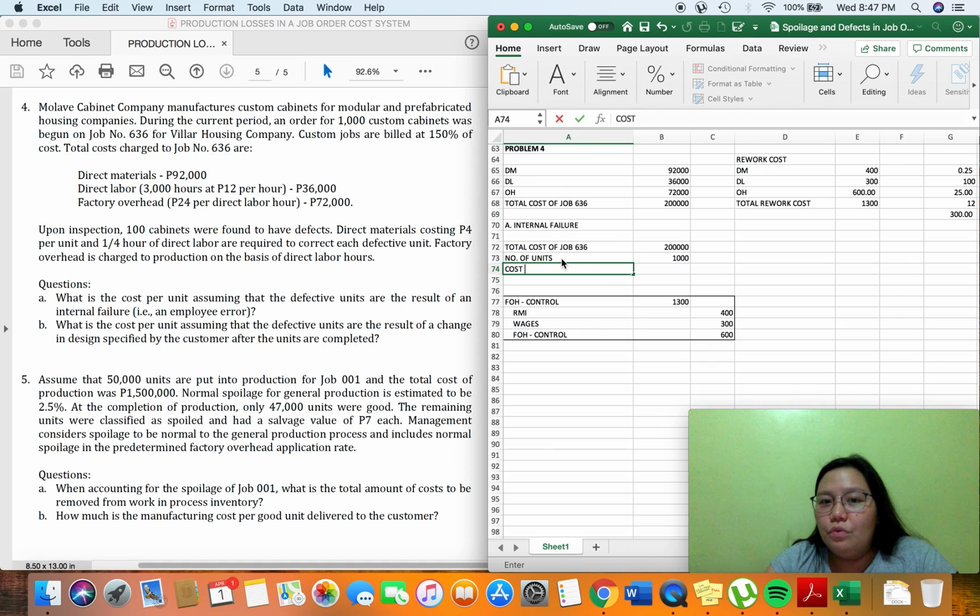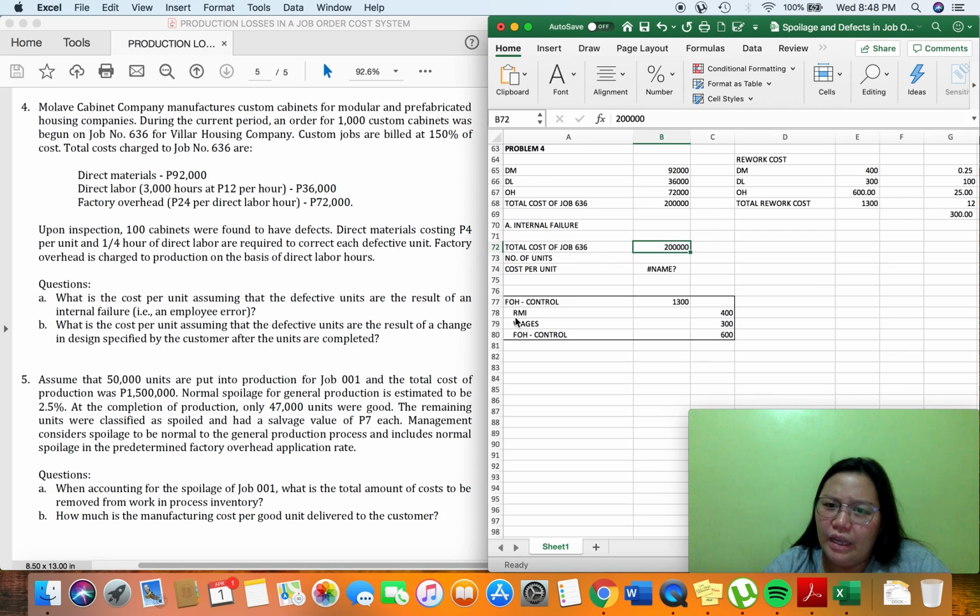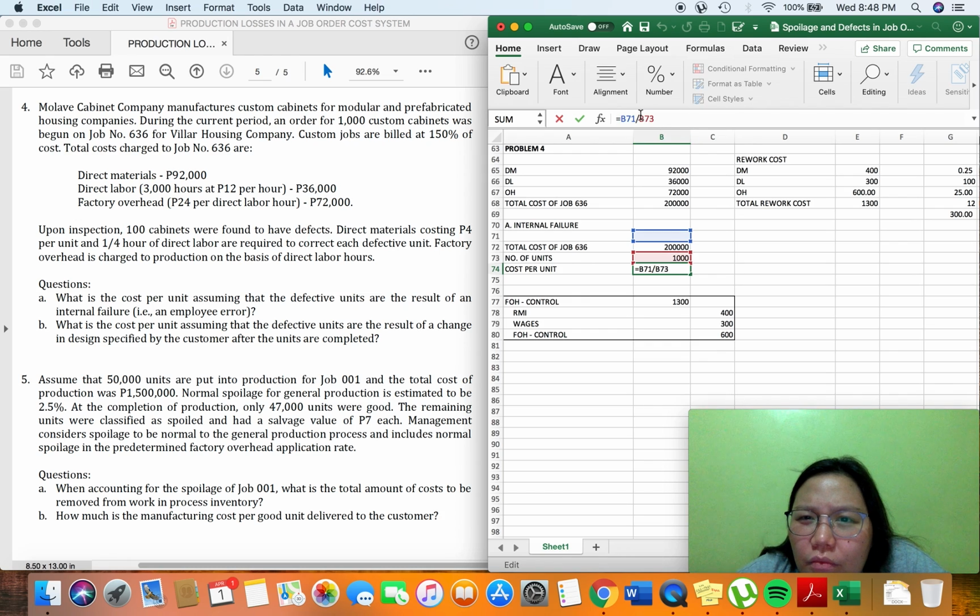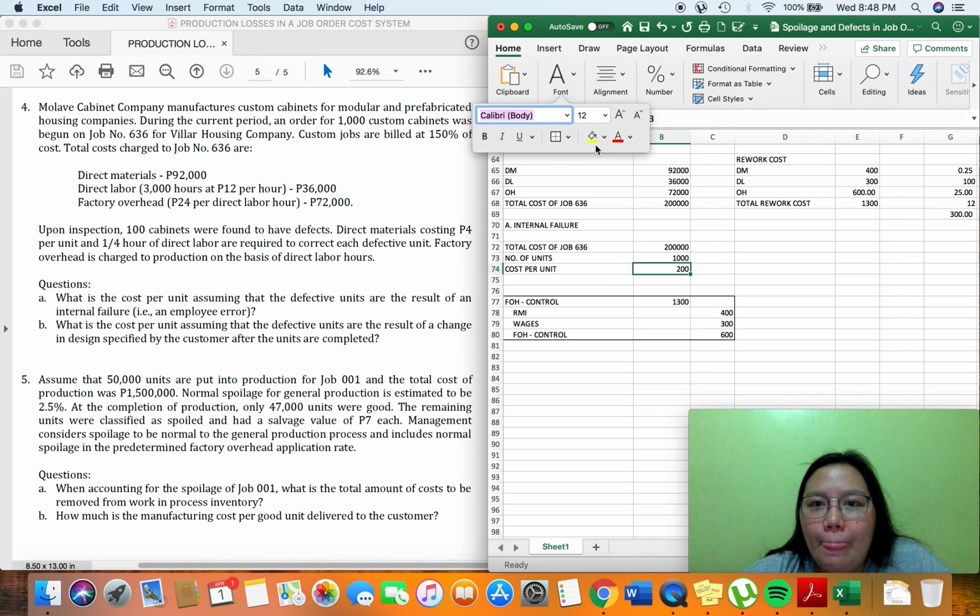So, the cost per unit is computed as, we have 200,000 divided by 1,000. Ay, ano nangyari? Sorry. Yeah. We have 200 per unit. So this is our answer for question A. Okay?